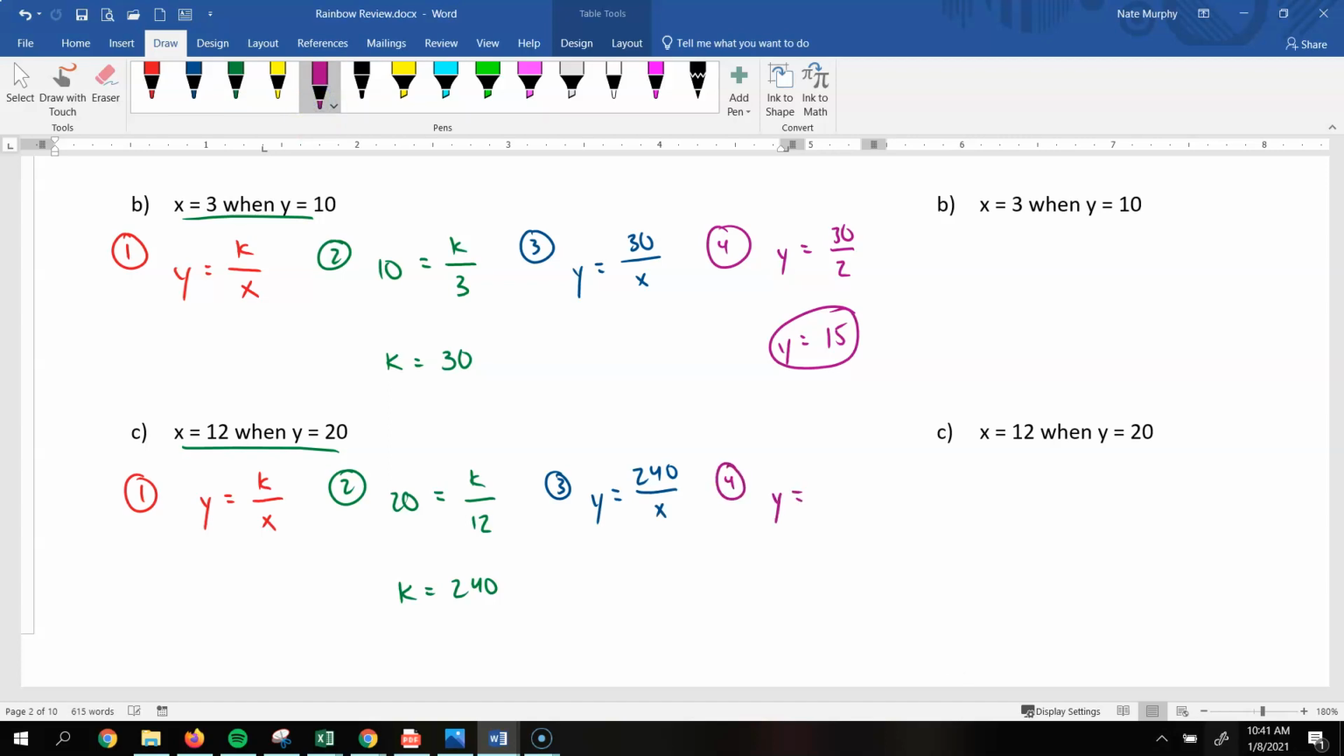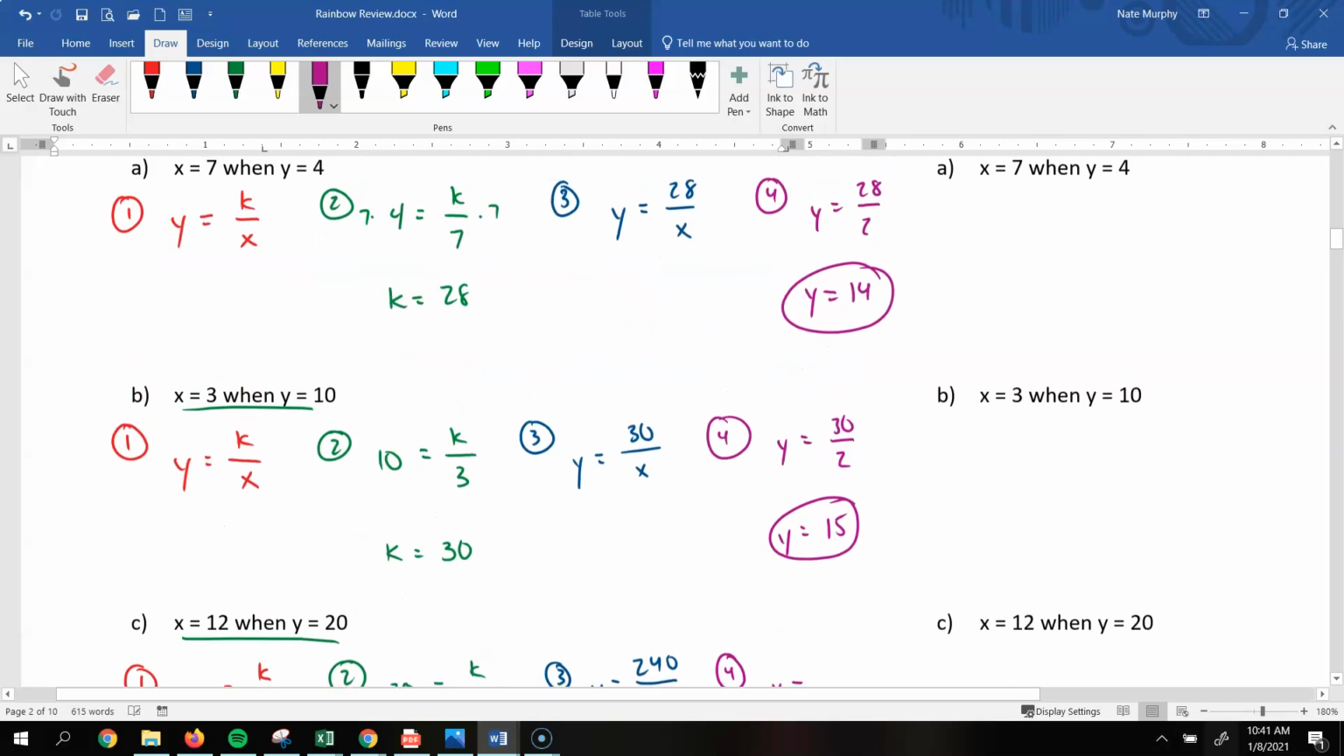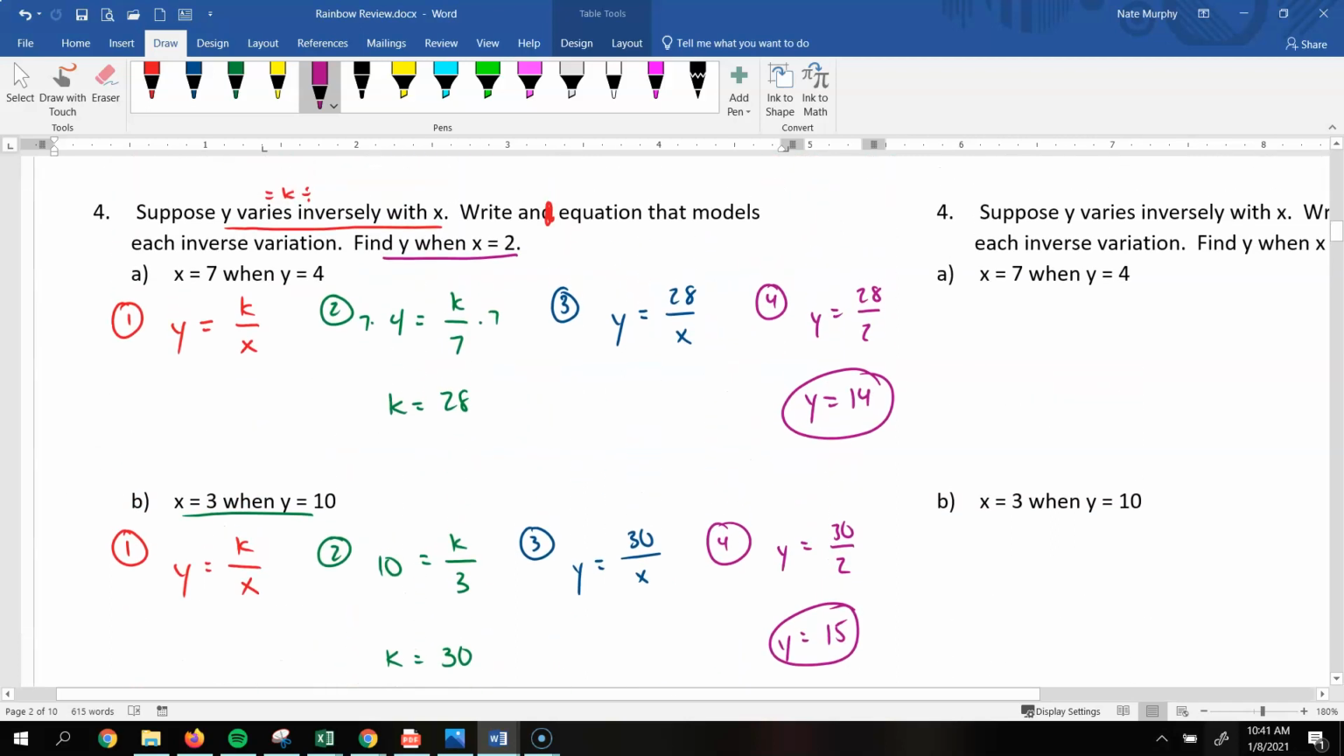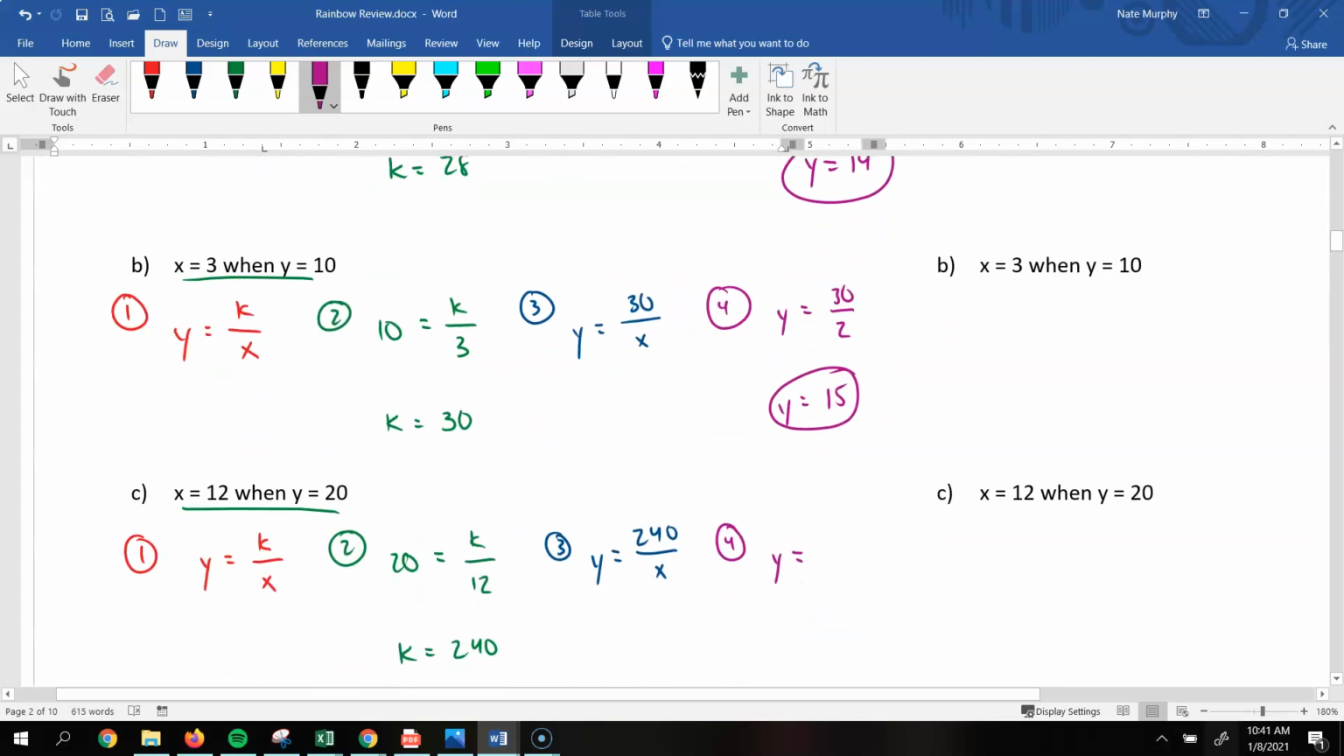And then the last step would be to answer the question. Again, the question is up here, find y when x equals 2. So I'm going to put 2 in for x in our specific equation. 240 divided by 2 tells me that y would equal 120. So that's how you would do that last problem.